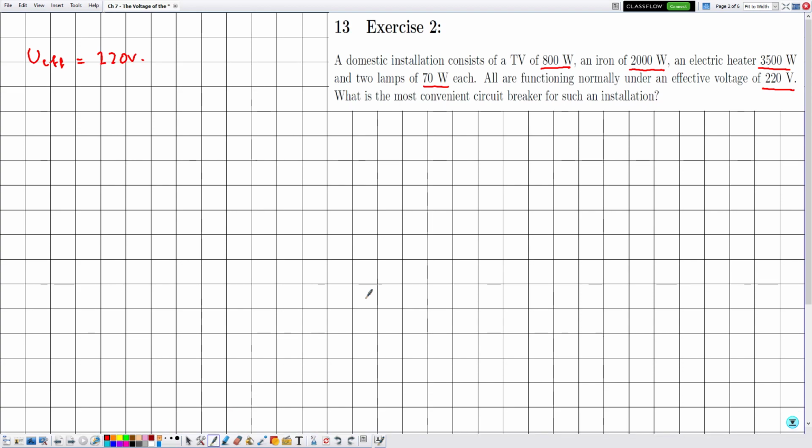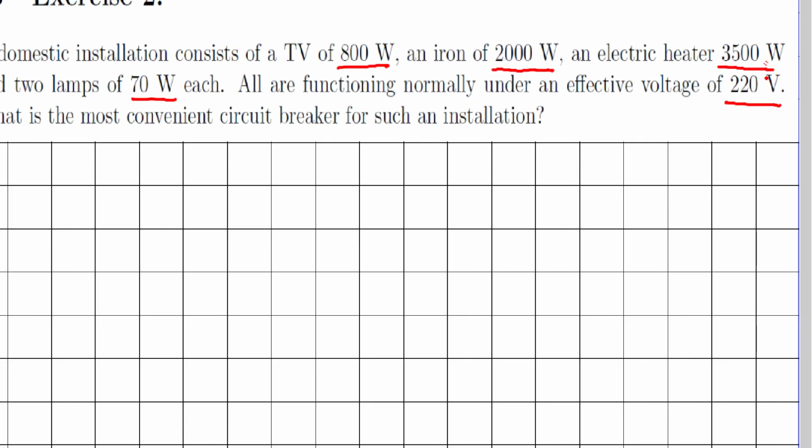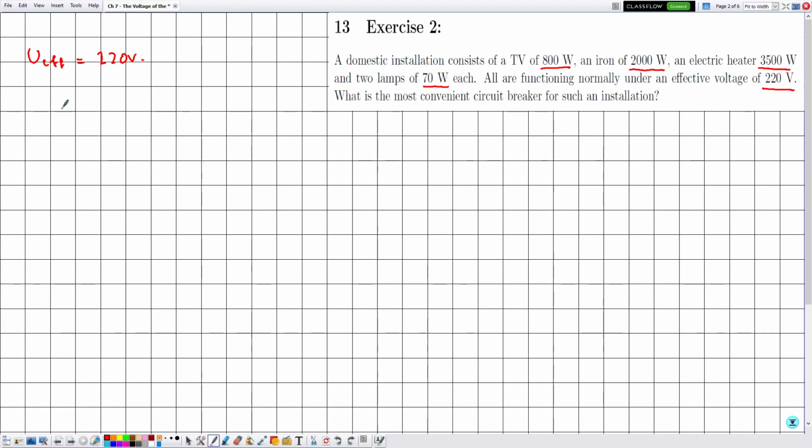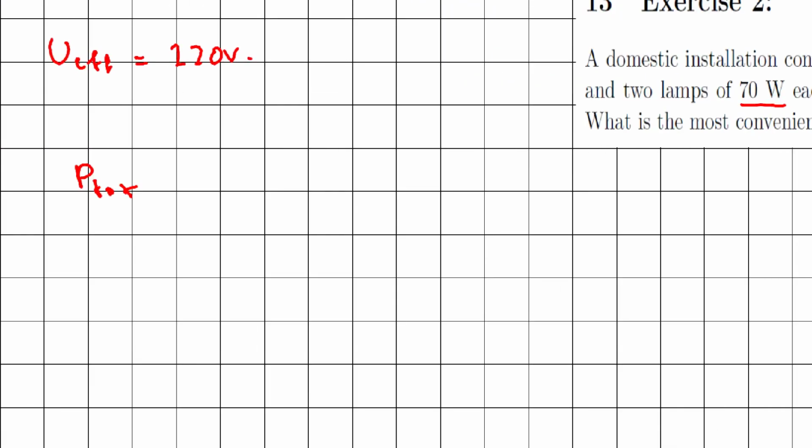Here, in order to know the most convenient circuit breaker, first we need to determine the main current that is traversing this domestic installation, and we know that in this case they are connected in parallel. For this reason all of them are functioning normally under an effective voltage or an applied voltage of 220 volts. Let's start by calculating the total power, because we know that if you want to determine the current, P is equal to U multiplied by I. So in order to determine I, we need to know U and P.